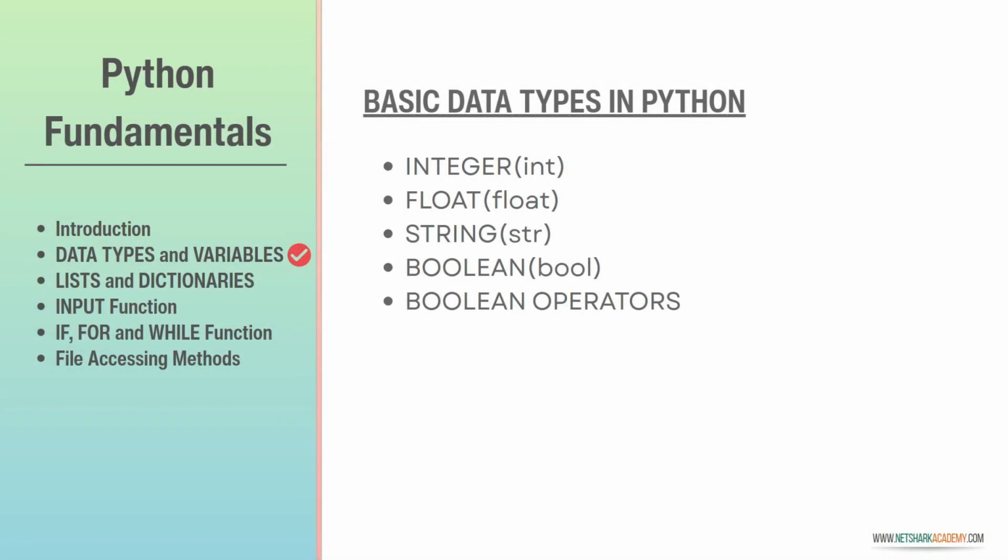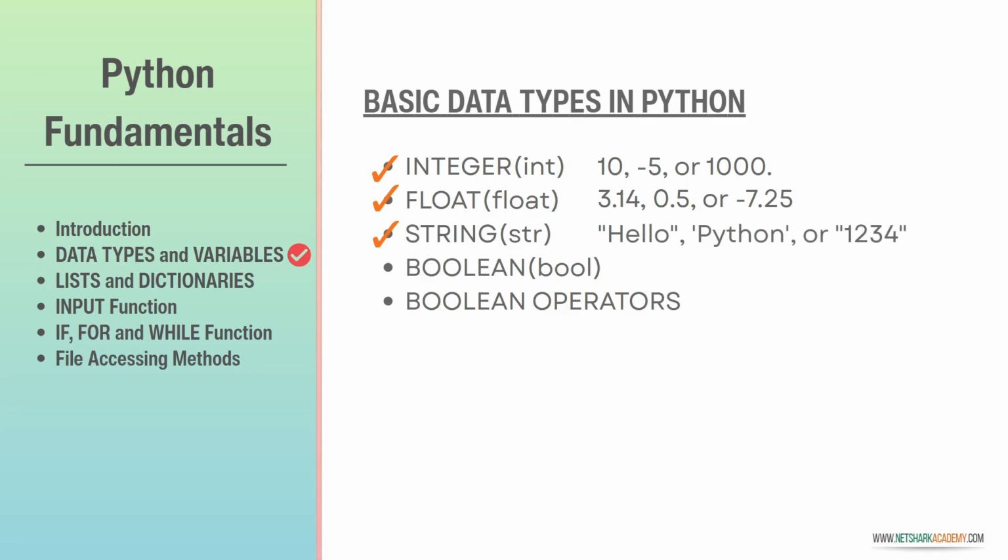Now that we know what data types are, let's look at the basic data types in Python. Integer. These are whole numbers without any decimal point. For example, 10, -5 or 1000. Float. These are numbers with a decimal point. For example, 3.14, 0.5 or -7.25.